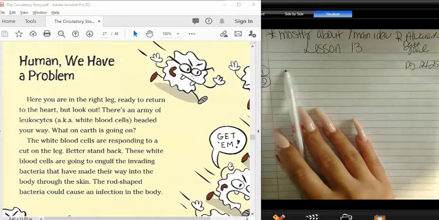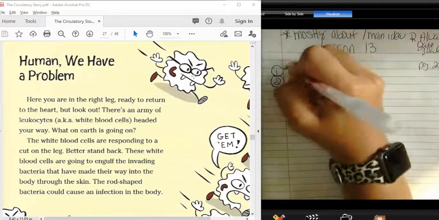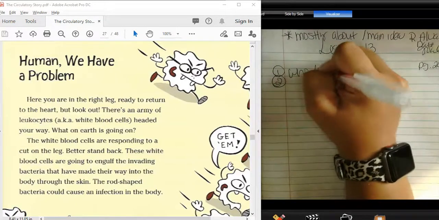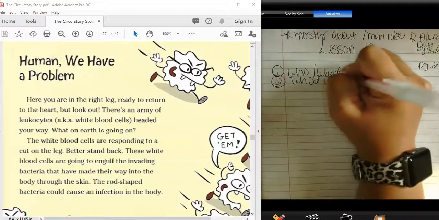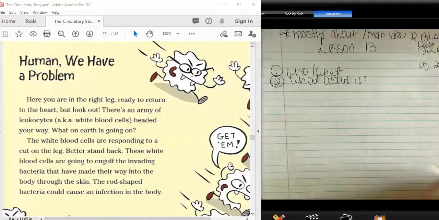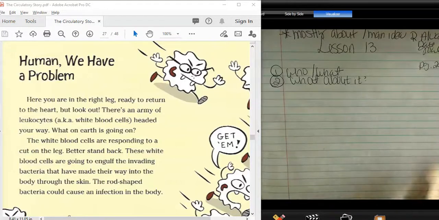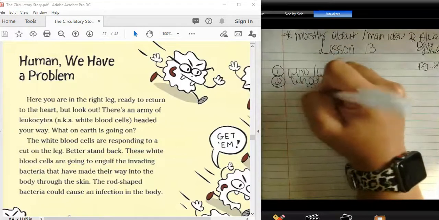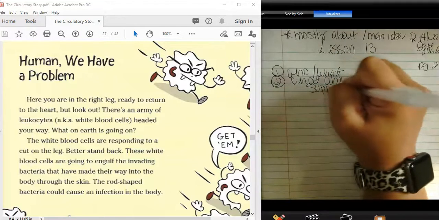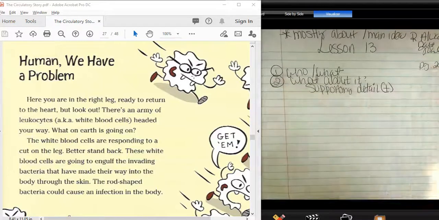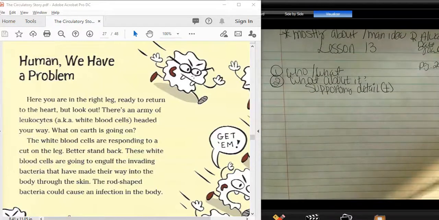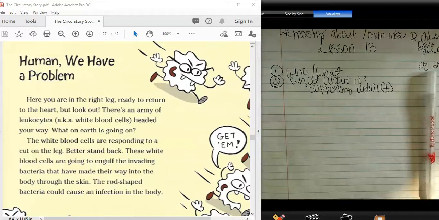So remember, what two questions do we ask? The who or what, and what about it? And what other thing do I need? I need a supporting detail. Remember, supporting detail comes straight from the text. It's textual evidence. So remember, a good reader goes back. I'm going to go ahead and park my pen. We go back and reread.